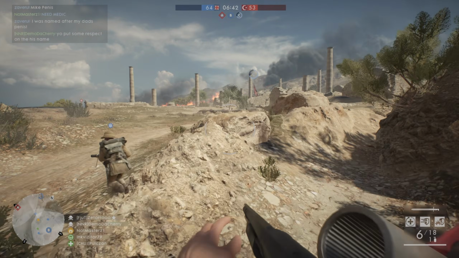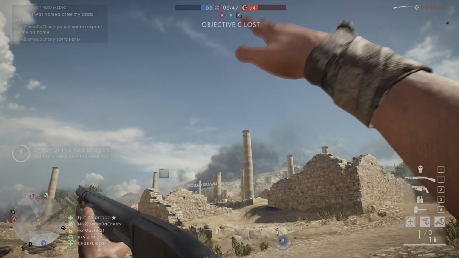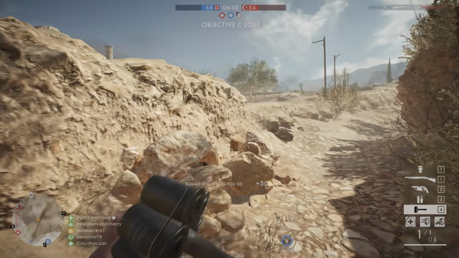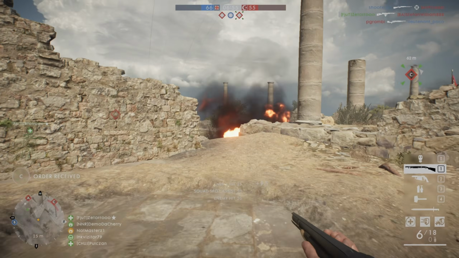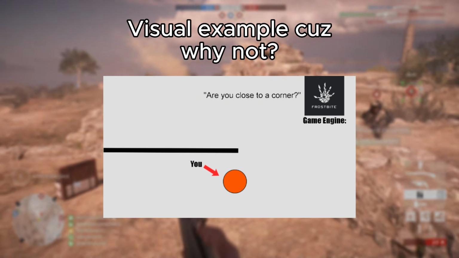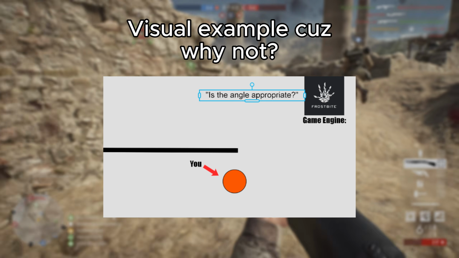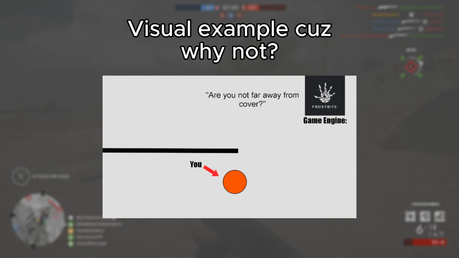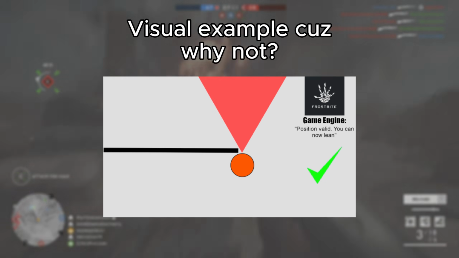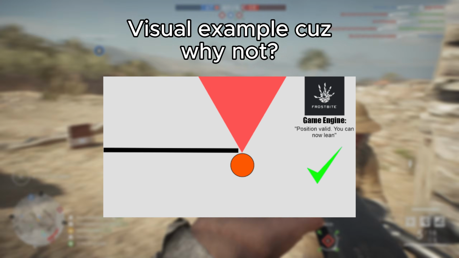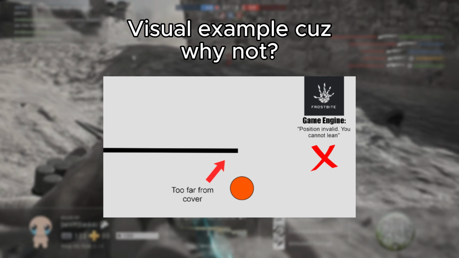Non-manual leaning, also known as contextual leaning, is a type of leaning mechanic where only the game decides whether you can lean or not. Unlike manual leaning, you cannot lean however you want. The game engine must detect if you meet its criteria. It will usually check things like, are you close enough to a corner or a piece of cover? Is the angle appropriate? Is there cover to lean from? Are you not far away from cover? If all conditions are met, the game automatically lets you lean when you ADS, also known as aiming down sights. However, if you fail to meet these conditions, then leaning is not possible.